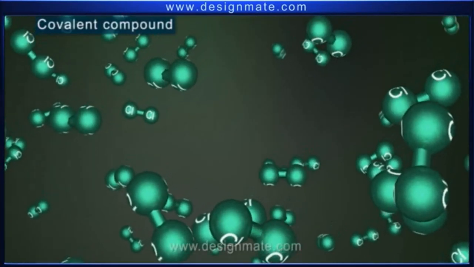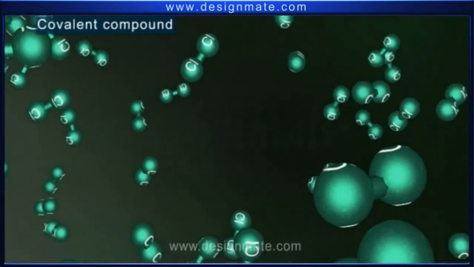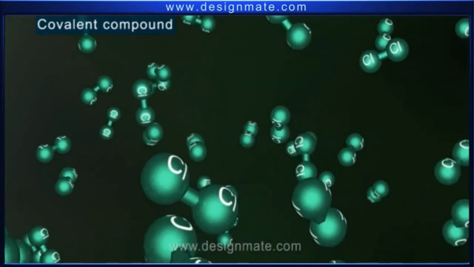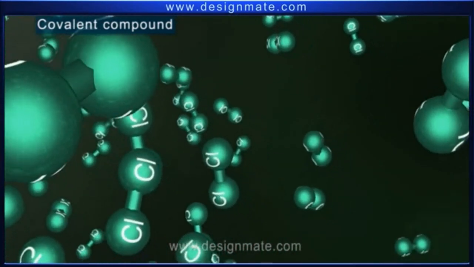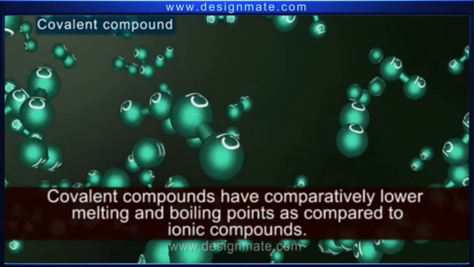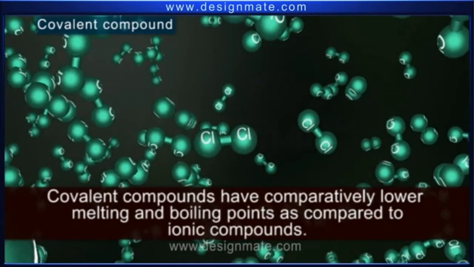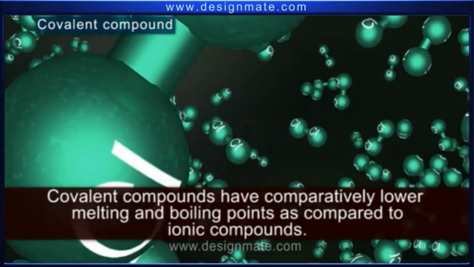On the other hand, in covalent compounds, for example, chlorine gas, the constituent chlorine molecules are held together by comparatively weaker intermolecular forces of attraction. As a result, covalent compounds have comparatively lower melting and boiling points as compared to ionic compounds.